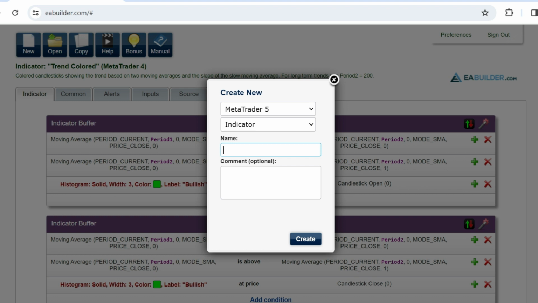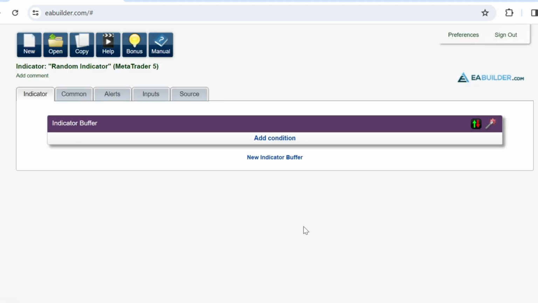I'm just going to give mine a random name. The notes are optional, however. I like to leave notes on each strategy or indicator that I create, especially if I make multiple versions of the same strategy just to test the different feasibility of each. This way I can keep track of all my work and don't get confused. Now that's done, let's start putting our indicator together.